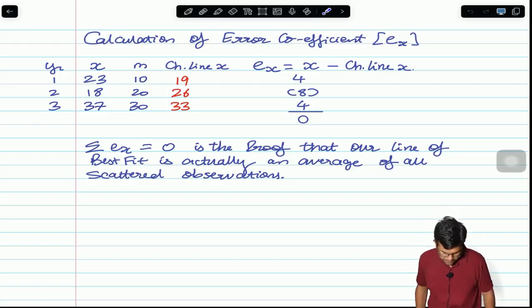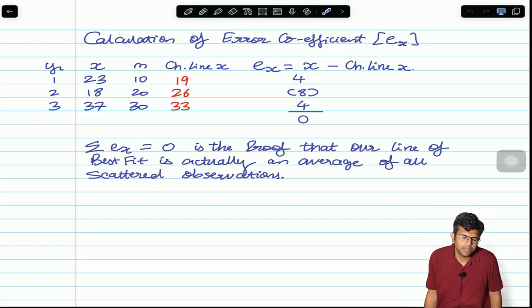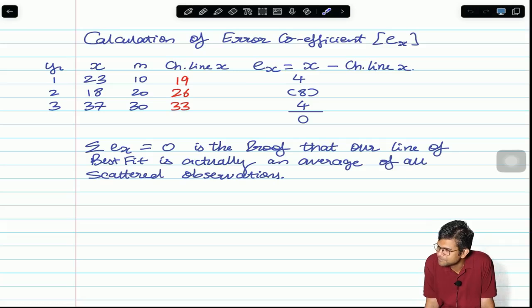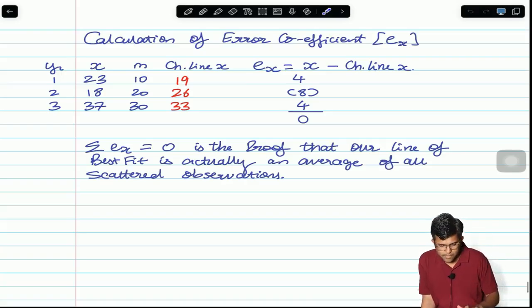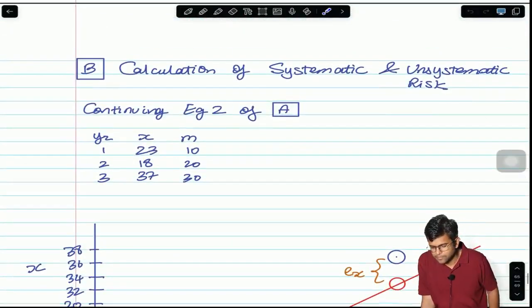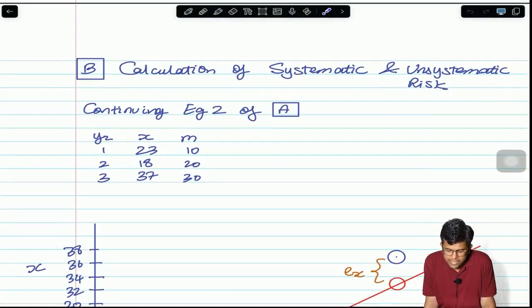Good morning, everyone. So we will continue our lecture on portfolio management. Yesterday, we were discussing systematic and unsystematic risk. We first understood the characteristic line where x is equal to beta m plus alpha.